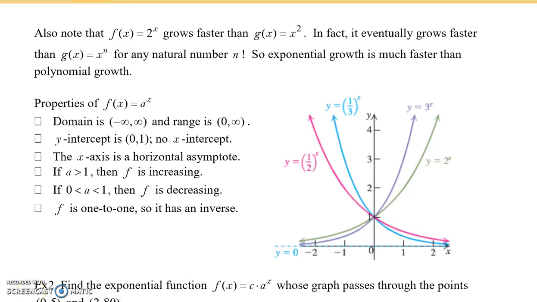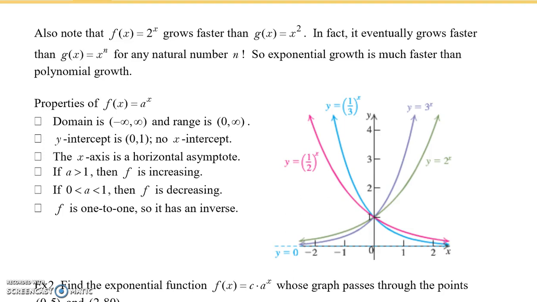We also noticed in our introductory example how fast the exponential function grew. Note that f of x equals 2 to the x grows faster than g of x equals x squared. In fact, it eventually grows faster than g of x equals x to the n for any natural number n. So even if you used a larger exponent for the polynomial function, eventually the exponential function 2 to the x would grow faster than the polynomial would. So exponential growth is much faster than polynomial growth.